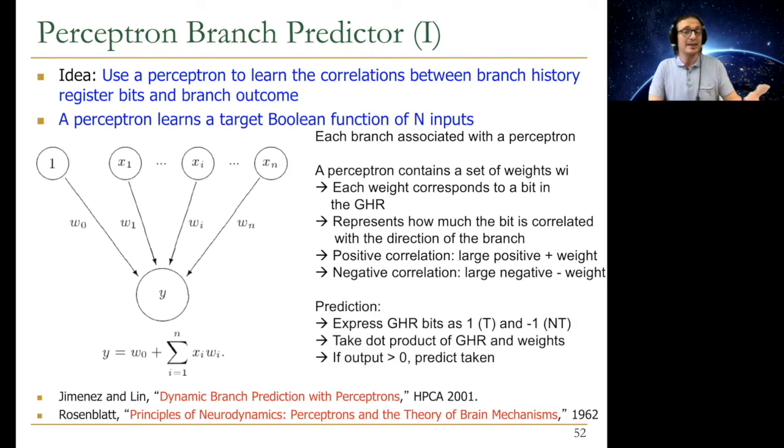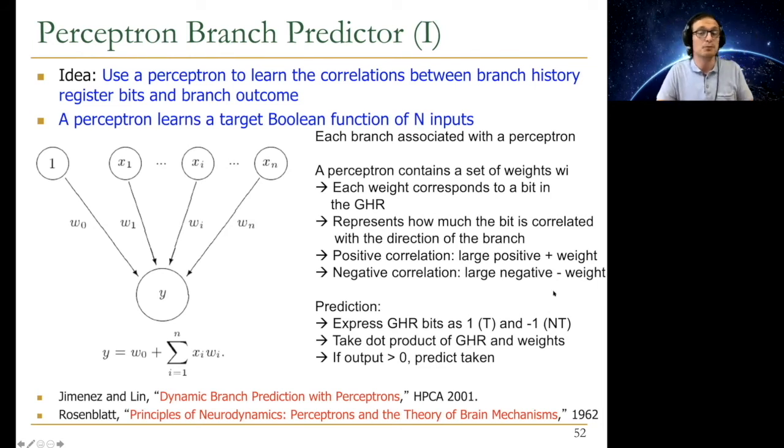Okay. And then in the prediction, you train to learn the weights, and there's a training function which I'm going to show you in the next slide, but we're not going to go into detail. Like any machine learning algorithm, you need to have a training function so that you can do the classification correctly afterwards. But the prediction function expresses global history register bits as 1 and -1, taken and not taken. And you take the dot product of the global history register and the weights. That's what this is over here. And then you may add a bias also, optionally, if the branch is biased, for example. Now, if the output is greater than 0, you predict it as taken. If the output is less than or equal to 0, you predict it not taken.